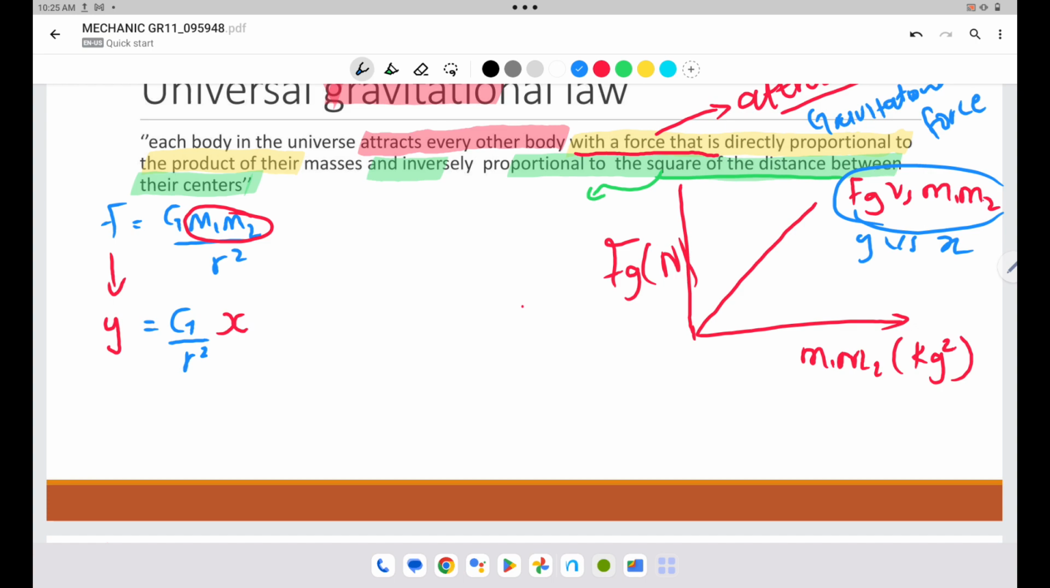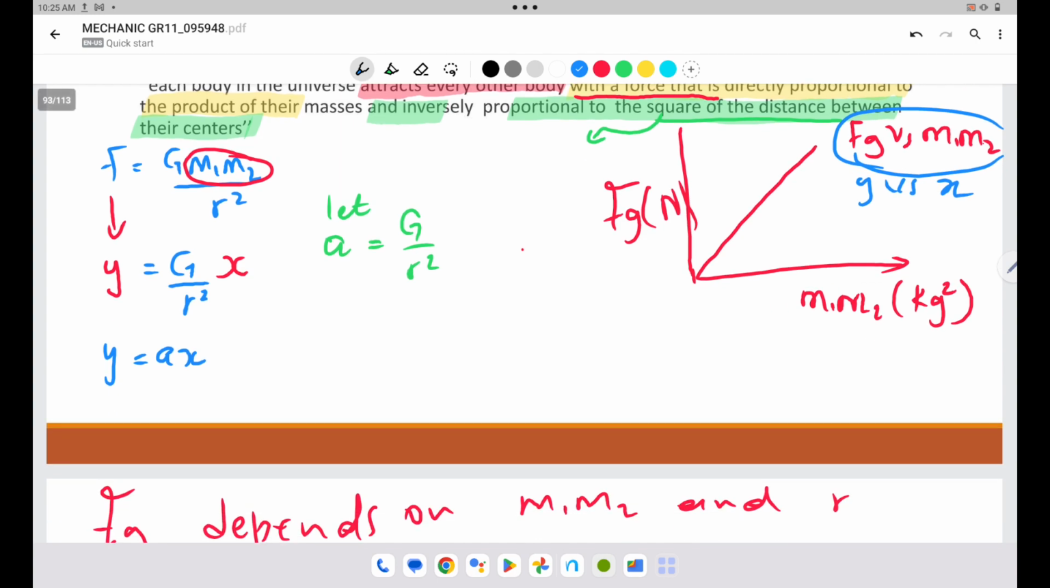Everything that remains, I need to represent with a constant. I'm going to choose my constant to be A. So let A be a placeholder for G over R squared. So it means I have Y equals AX. If you look at this, the highest degree is 1, so this is a linear function. And because there's no y-intercept, this linear function passes through the origin.